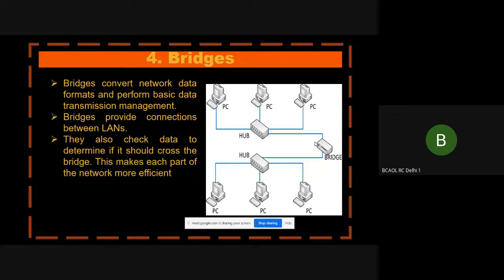So it also checks whether the data can pass this network or cross this bridge or not, so that the other network can take it or not. That is, this makes each part of the network more efficient also, right? If certain data cannot pass that particular network, there will be restrictions, and the bridge checks that this data cannot pass to the other network. It will remain in that network only. So that is a bridge to connect two or more LANs, right? You will have a bridge, two or more networks, right?